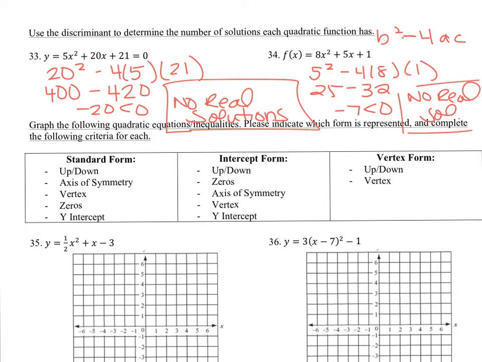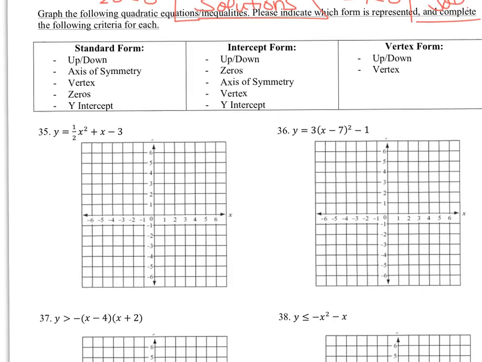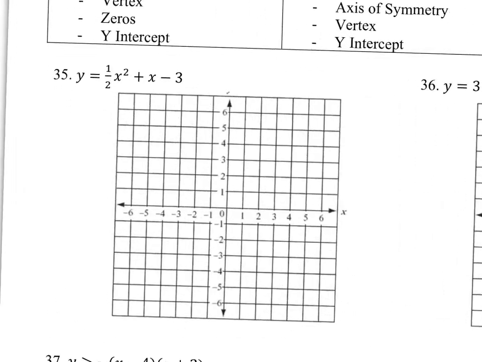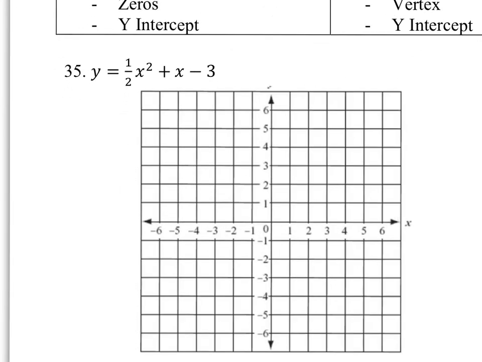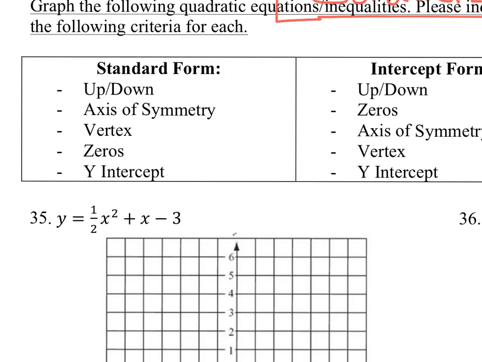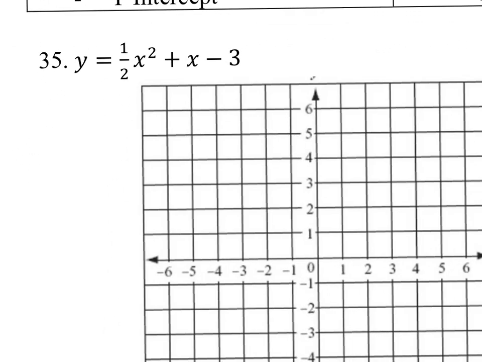If it was greater than 0, I would have 2 real solutions. If it equaled 0, I'd have 1 real solution. So now I'm going to go ahead and graph each of these. And I have to graph them, depending on the form, using these specific criteria. So, number 35, this is standard form.